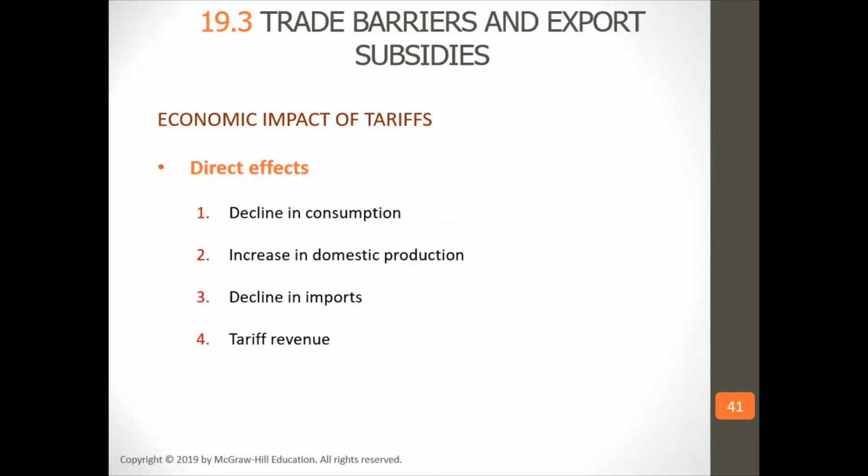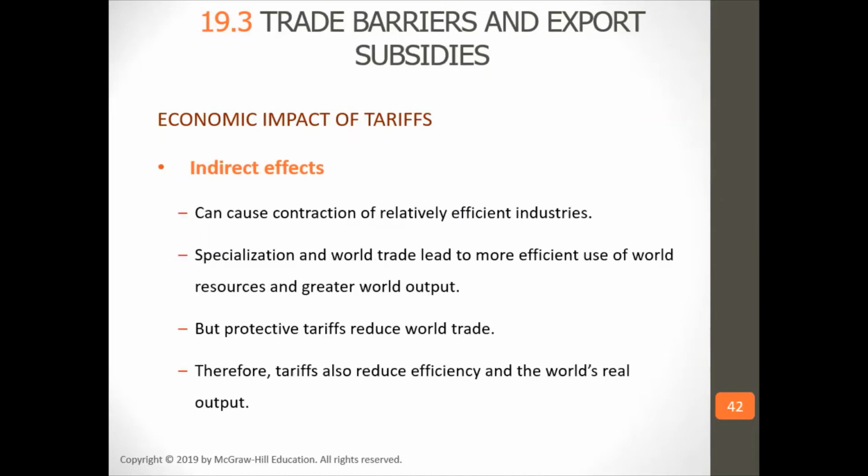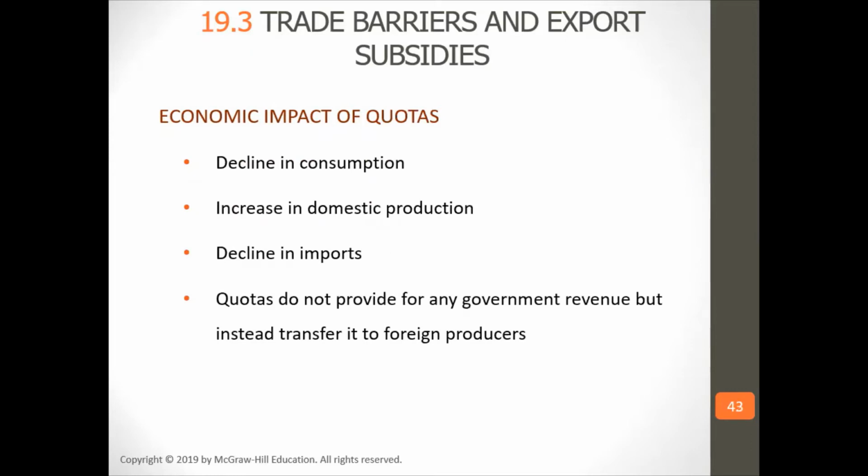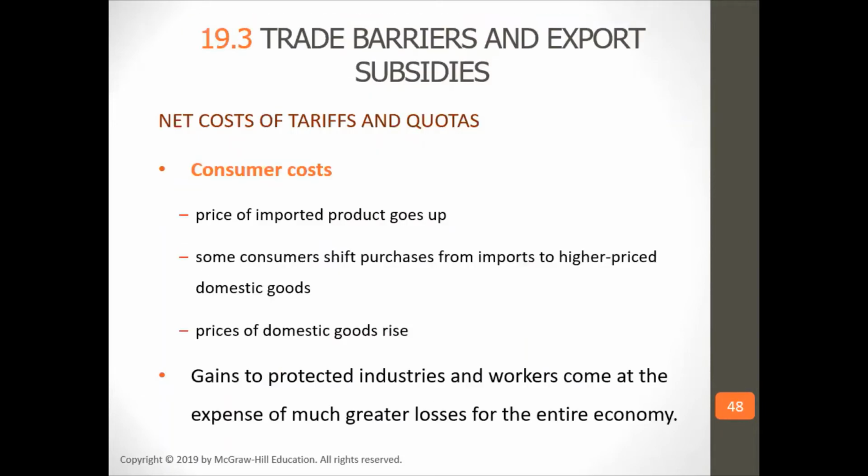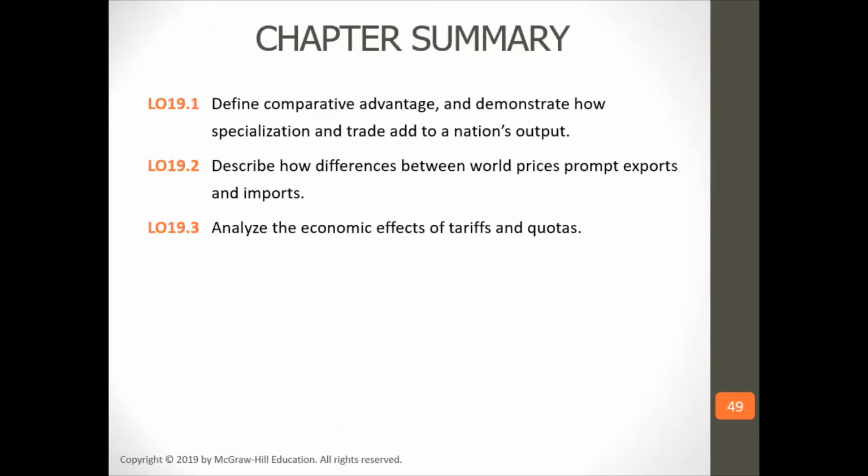Tariffs decrease consumption, increase domestic production, decrease imports, and increase tax revenue. However, tariffs can reduce the output of efficient industries and reduce world trade. Trade quotas can reduce consumption, increase domestic production, reduce imports, and this doesn't create any government revenue, but it transfers it to foreign producers. The consumer cost is that the price of the imported product goes up with tariffs and quotas. Price of domestic goods rise. So the economy loses on a net result.